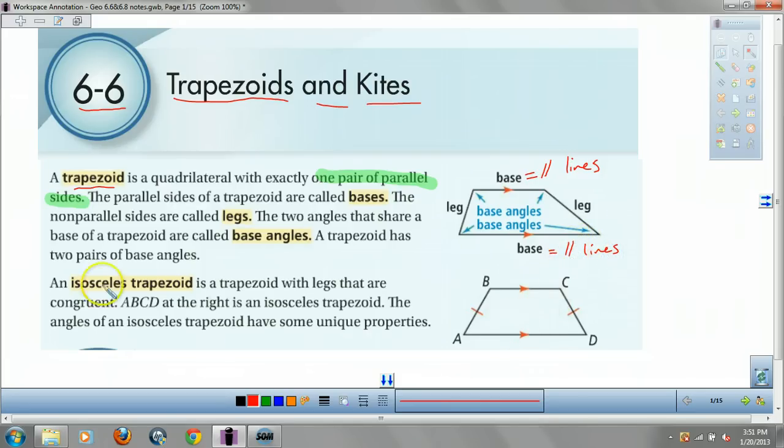Just like an isosceles triangle with two congruent sides, in an isosceles trapezoid the legs are congruent, okay? So they have congruent legs.